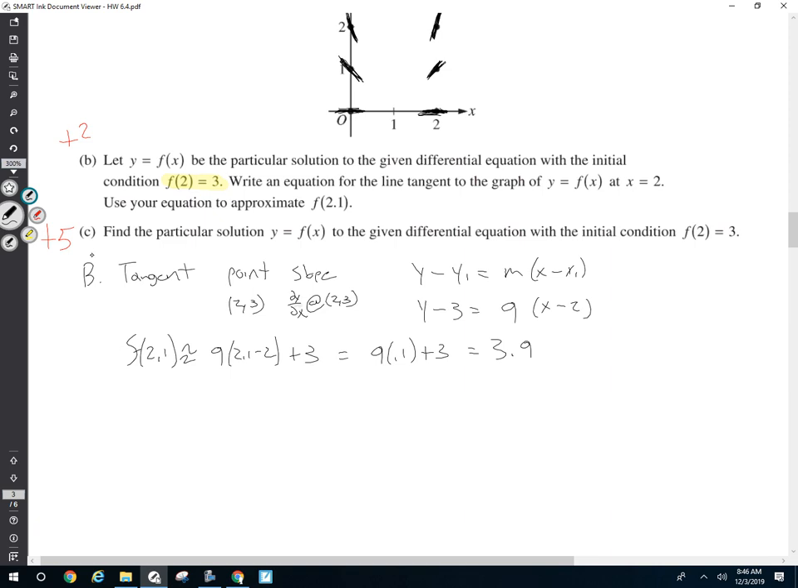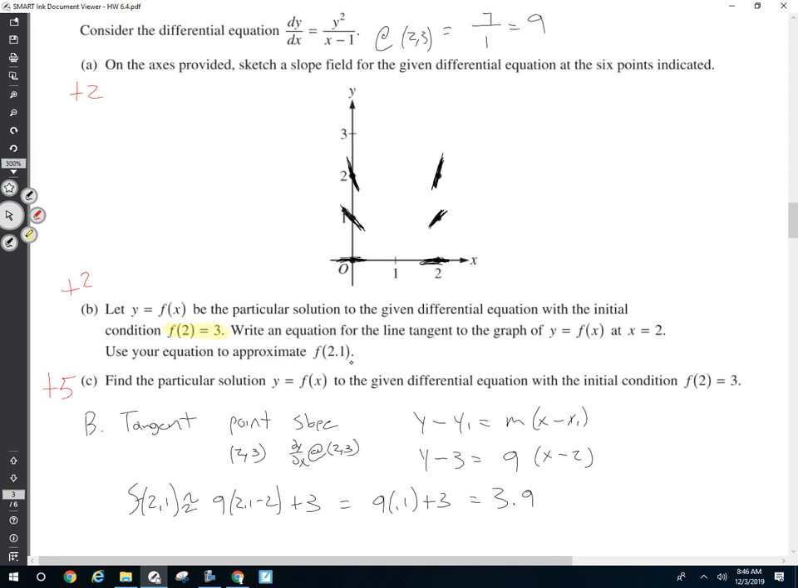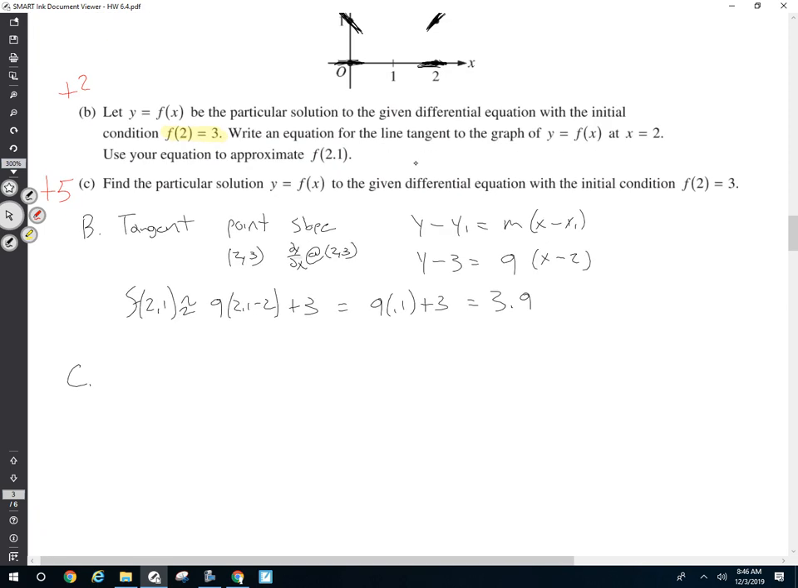Okay? 2 points there. Moving to part C, the 5-pointer. Find the solution to the differential equation. All right, well, we have our differential equation.